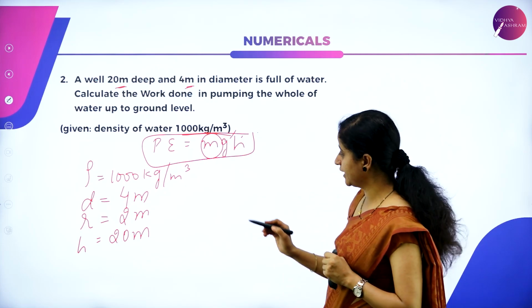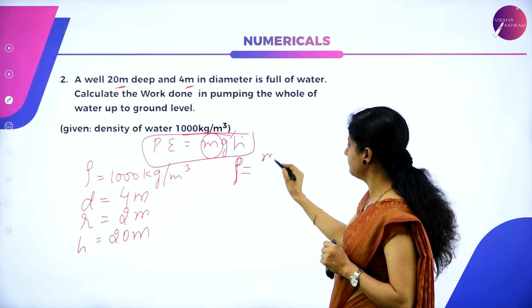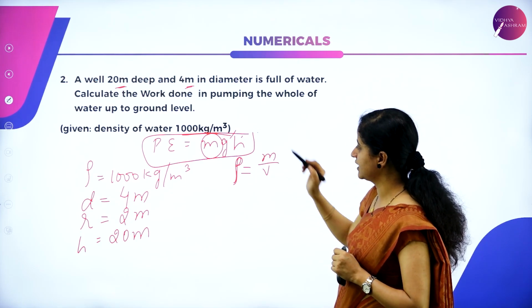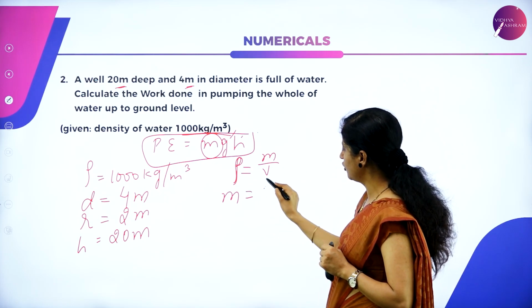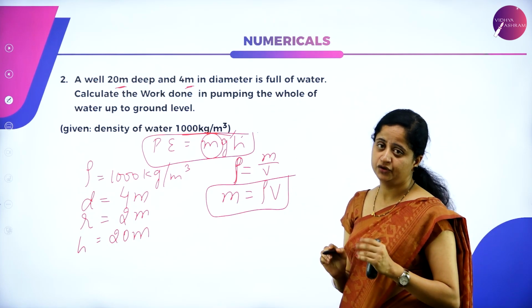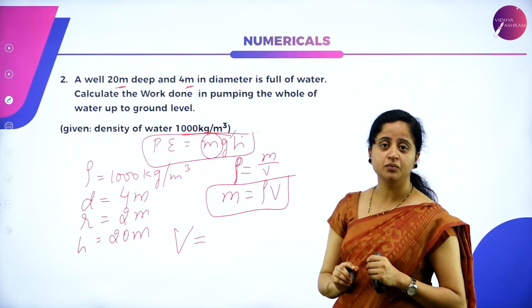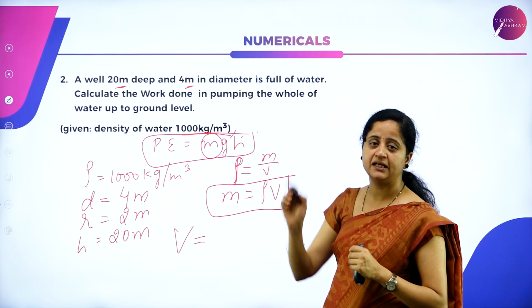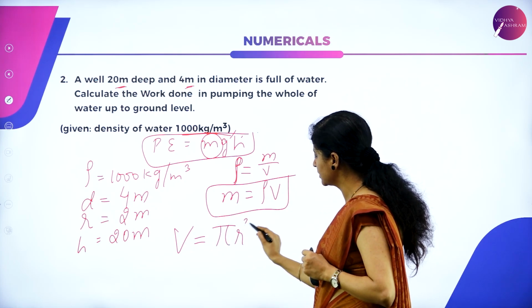So how to calculate m? By using the expression density. Density is given by mass by volume. So from this we can calculate the m value, that can be calculated as rho into V. But is the V value given here? No. So we can calculate the value of V by taking the volume of a cylinder, since the well is cylindrical in shape, and it is given by pi r square h.